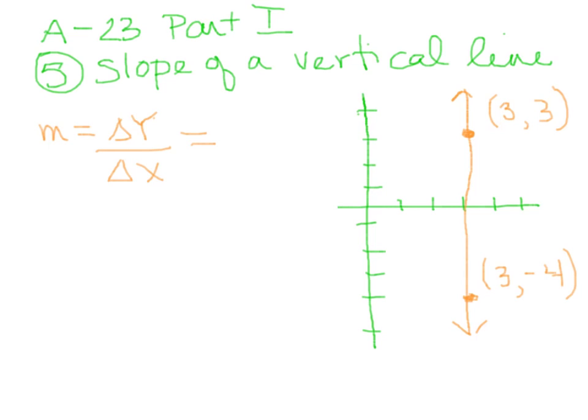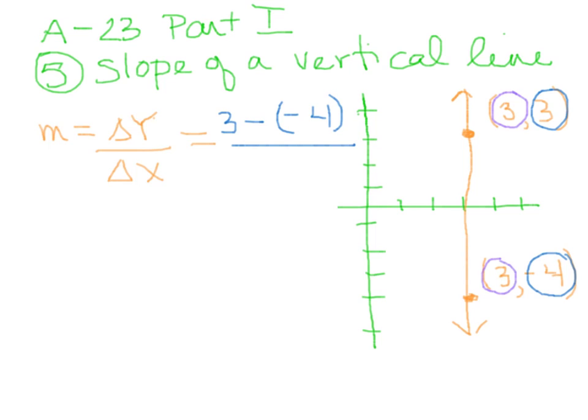Let's see, I'll use pretty blue. The change in y, so there's y1, there's my second y, so I'm going to say that's 3 minus, and then that's a negative 4, so it's 3 minus negative 4 over, and then I'm going to come over here, different color, I'll use lavender because that's pretty, and I'm going to do my change in x, so those are my x's.